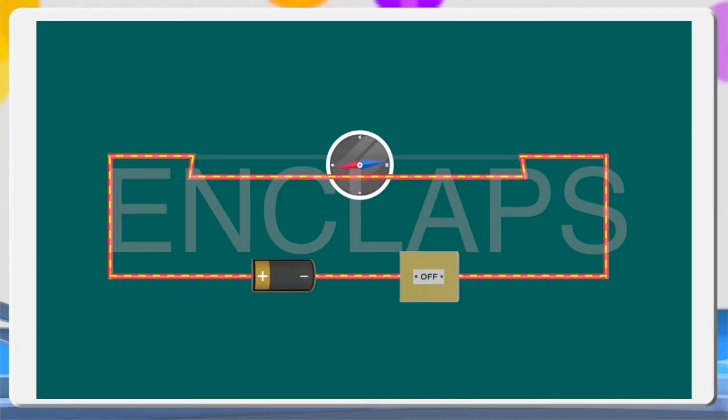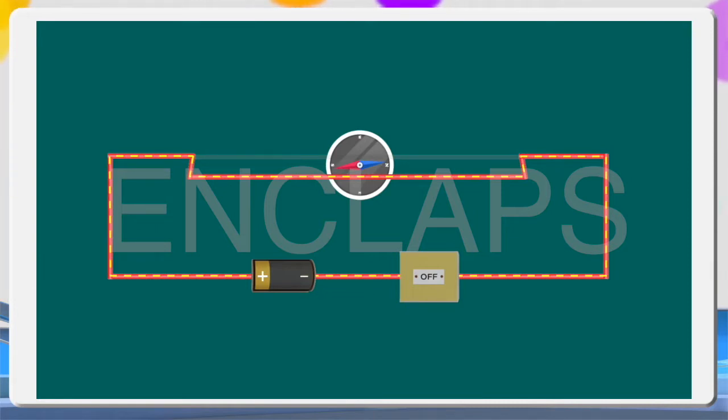Here we can see a straight wire held parallel to the magnetic needle. The wire is connected to a battery and a switch. When the switch is turned on, the magnetic needle instantly deflects. When the switch is turned off, it returns to its original position.